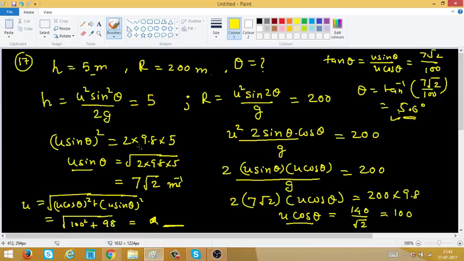So basically in this question what we do is we take the value of h, the value of r is given, we play around with these equations and then find out the value of theta.